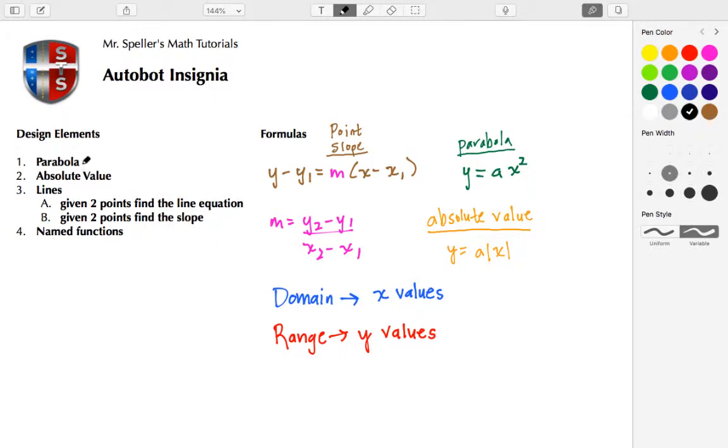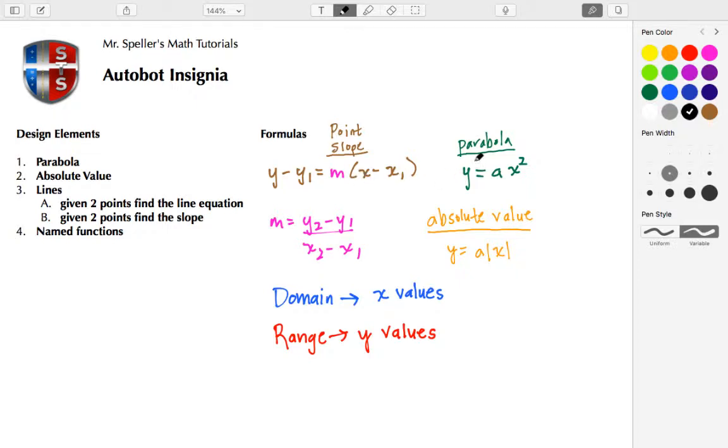So again, like I said, the parabola as the top, like the crown of the head. We're going to have absolute values around what I'm calling the helmet area, just below and just above the eyebrows. For the lines, we're going to use this point slope formula. With the point slope formula, we're going to be given 2 points. We're going to use those 2 points to calculate m, which is going to be the slope. And then we're going to use the slope in the point slope formula to create the line that we need.